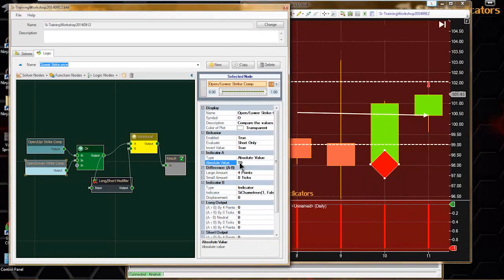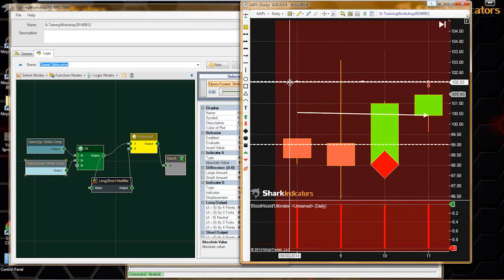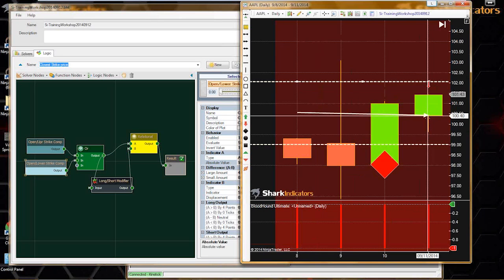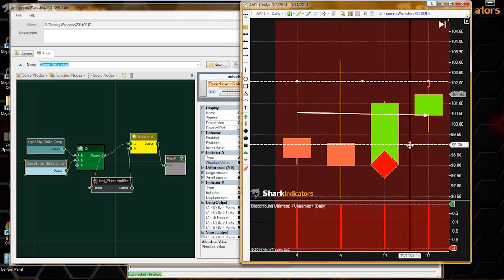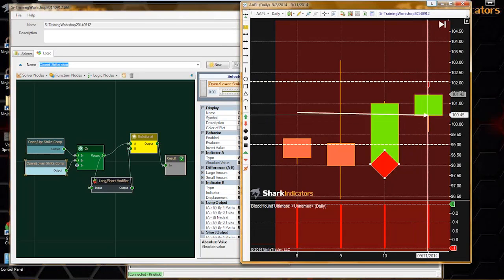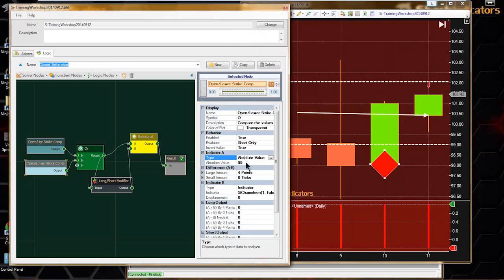I could replace this absolute value with, say, a pivot line. I could use a pivot indicator in here, so these strike price lines could be replaced by a pivot indicator. Then I could see if the closing price or the opening price is closer to the upper pivot line or the lower pivot line. Or I could check to see if a moving average is closer to the upper pivot line or lower pivot line. So you can put any kind of data value into indicator A and indicator B to do your comparisons.